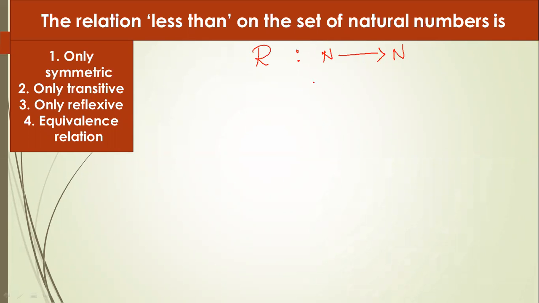So what is the relation? Suppose you have two numbers a, b belonging to N, that is natural numbers. Then A is related to B if and only if A is less than B. So you have to say whether it is a symmetric relation, a transitive relation, a reflexive relation, or an equivalence relation. In order to check the symmetric relation, we have to take two numbers. Is it a symmetric relation, students?